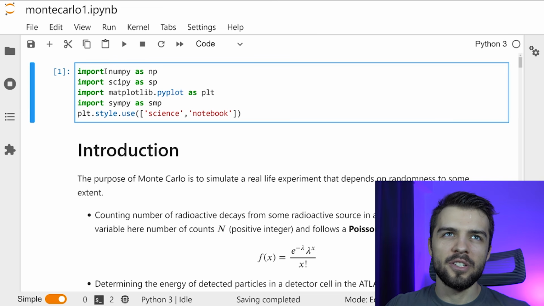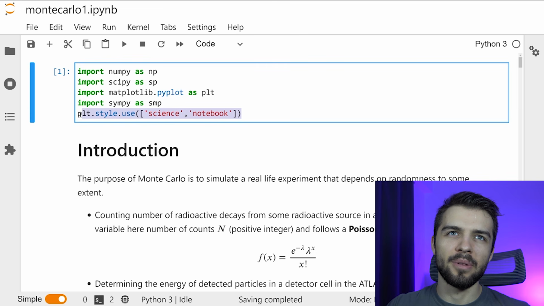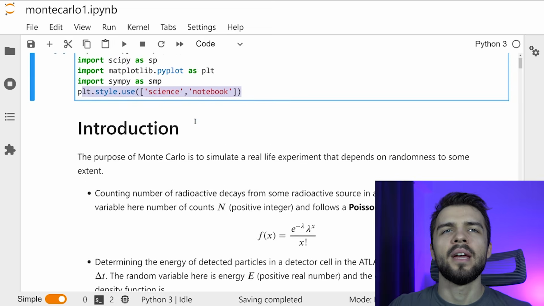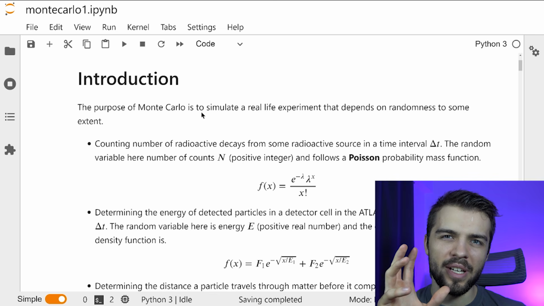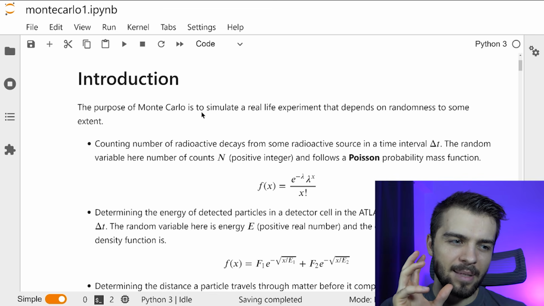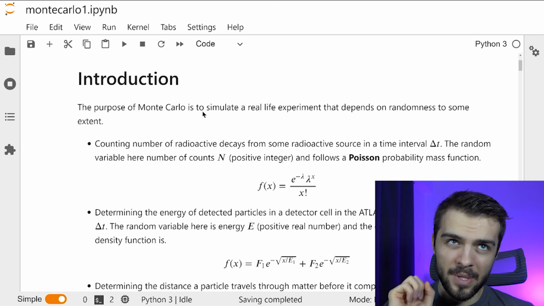As always, for packages, we've got NumPy, SciPy, Matplotlib, SymPy, and I'm going to use the nicer plotting style for Matplotlib. Before we get into any coding, it's useful to give a little bit of an introduction for what exactly Monte Carlo is and what the purpose of it is.